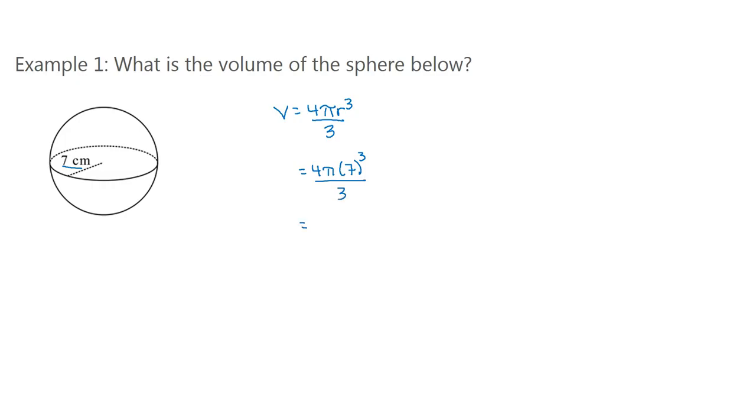Now in the calculator, I need to multiply 4 times pi times 7 cubed. So you need to use your exponent button. Then after you get that, you can divide it by 3. I get an answer of 1,436.8 cubic centimeters.